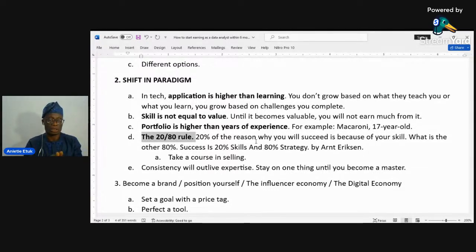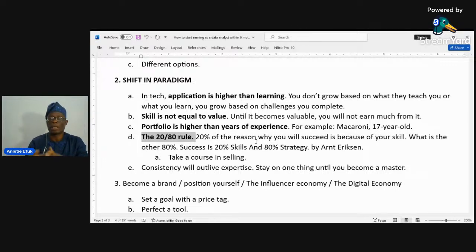For me, inside that 80% strategy, there is a high point that has to do with selling. So I'll tell you this concerning the 80-20 rule. While you spend 20% of your time learning data analytics, spend 80% of your time to learn what is called selling. This is what I mean. If you spend 1 hour a day, for example, to learn data analytics, consciously spend 4 hours to learn selling. It will do you good beyond data analytics.